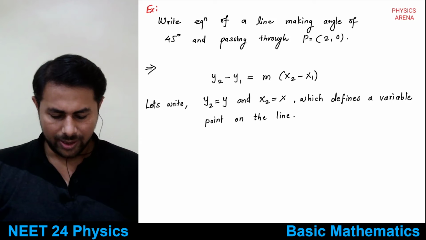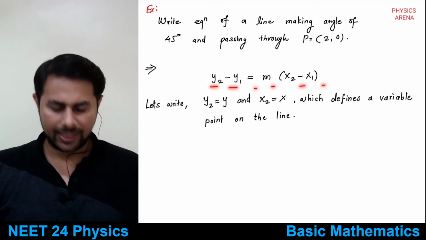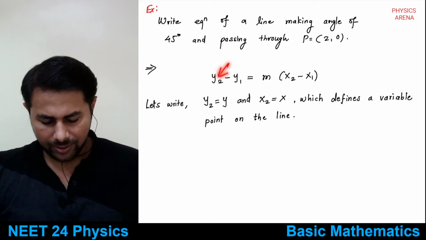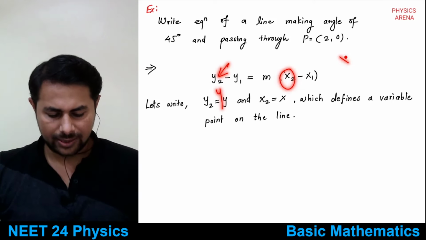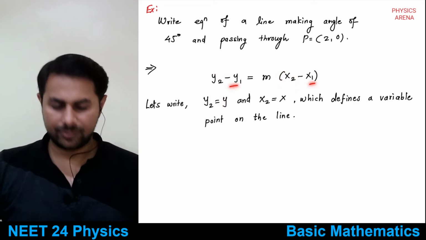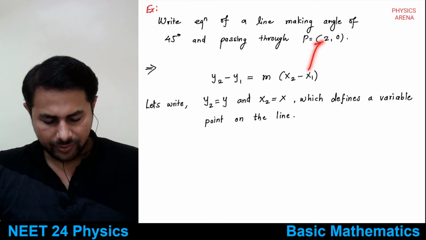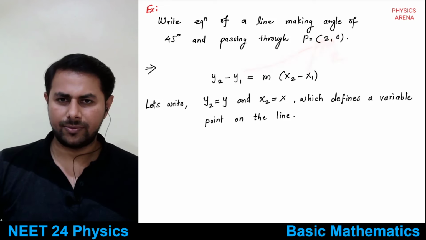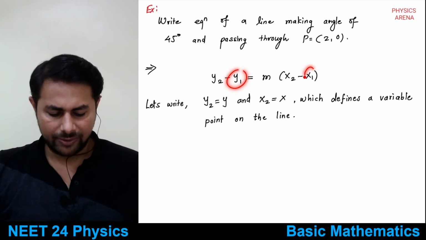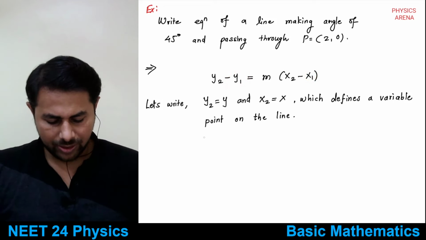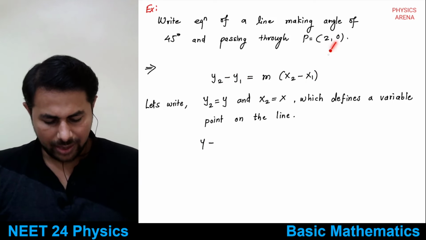So y2 minus y1 is equal to m times x2 minus x1. This is the equation. So we'll mark y2 as y and x2 as x. That's the first step. Then what about x1, y1? x1 will come from here: x1 will be equal to 2 and y1 will be equal to 0. So this x1, y1 comes from the point. So what will be the equation of the line? y2 is y, and y1 is equal to 0.